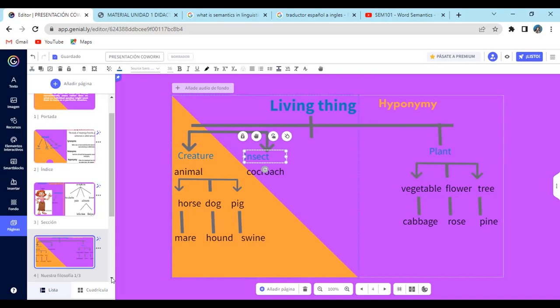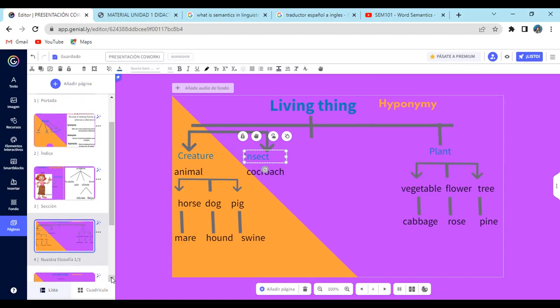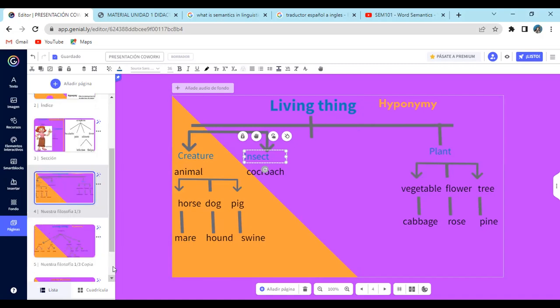Because I have another example, but this is a different kind of example. Yes, teacher. Do you have any question? What were mare and hound? Can you repeat? What is the meaning of mare and hound?